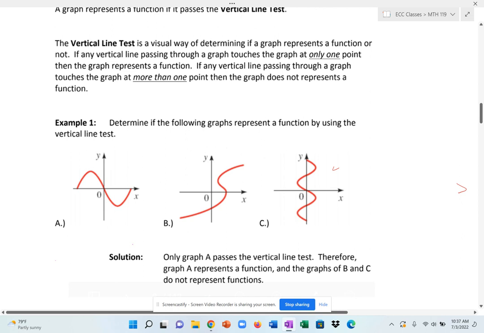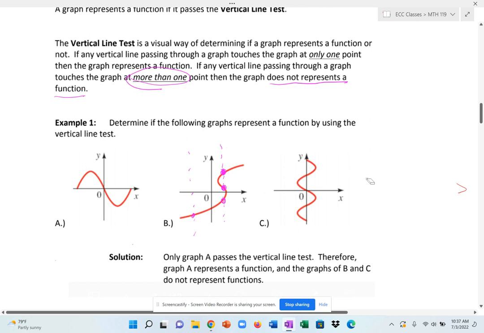But graph B is not. Even though here I only touch it once, once I get to this part of the graph, a single vertical line touches the graph in 3 places. So therefore, it doesn't satisfy this definition. It's touching it at more than one point. It does not represent a function. So graph B is the graph of an equation, but it is not a function.